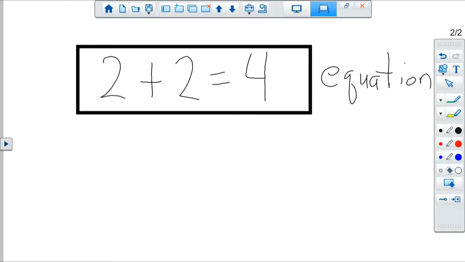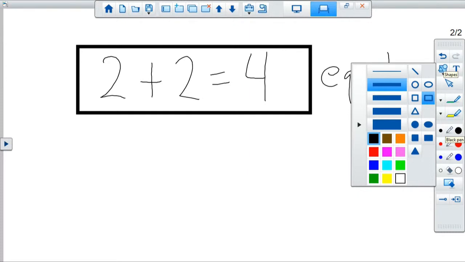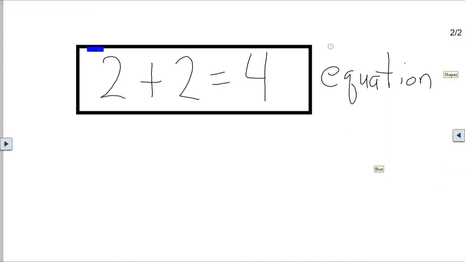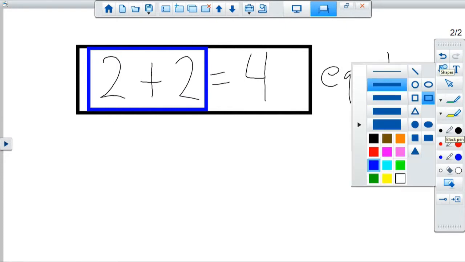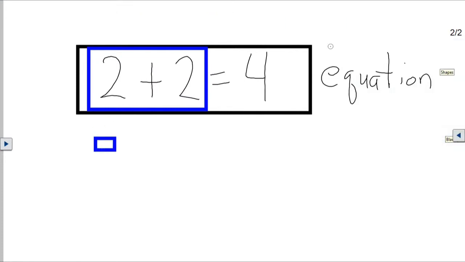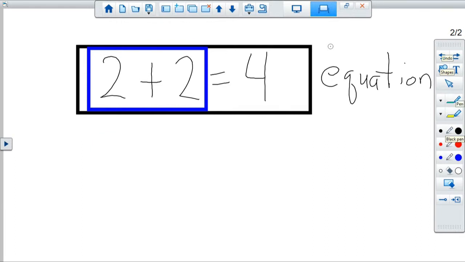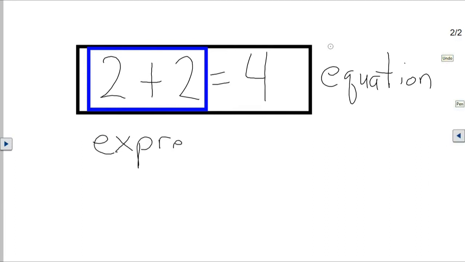Now, if we break equation down into different parts, let's use blue. If I take just one half of the equation, the 2 plus 2 part, for example, that part's referred to as an expression. Oops, wrong thing. Let's try that again. There we go. An expression. So an expression lacks an equal sign. 2 plus 2 is an expression. 5 times 3 plus 4 is an expression. So an expression is just part of that equation, either on one side or the other, and it's lacking an equal sign.